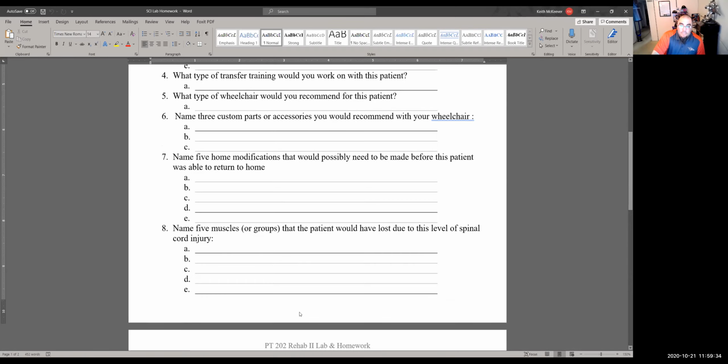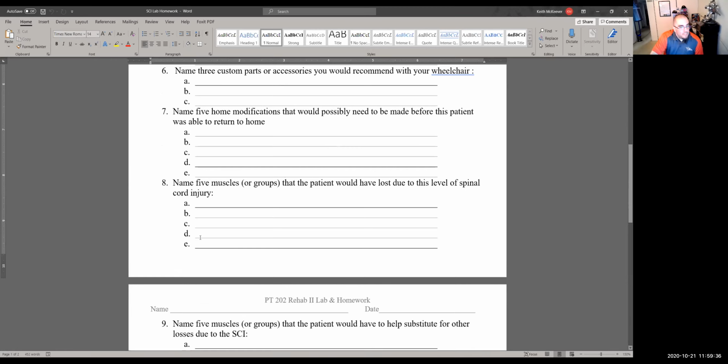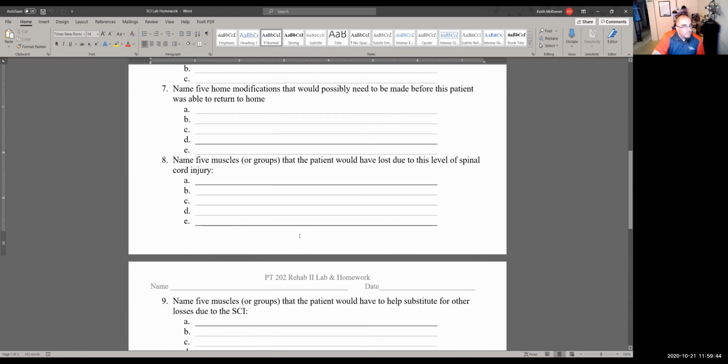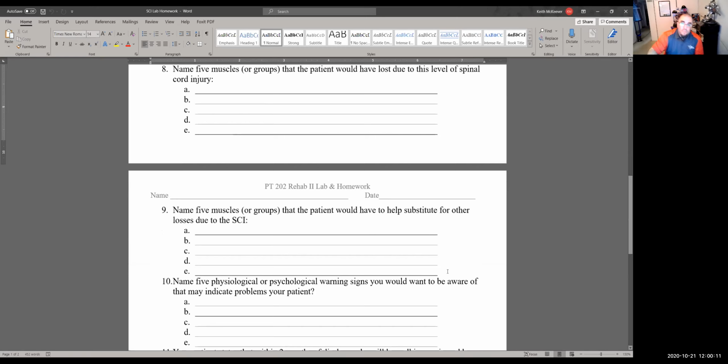All right. Give me 5 muscles that the patient's lost. Give me 5 muscles the patient's lost because he's a T7. Hamstrings are gone. Good. Quads are gone. Good. Tibs. Good. Yeah, your fibs and your glutes. There we go. They're all gone. So we'd have to use other muscle groups to substitute for them.